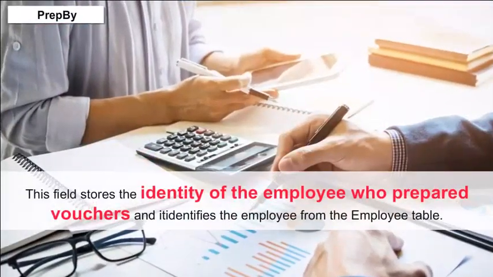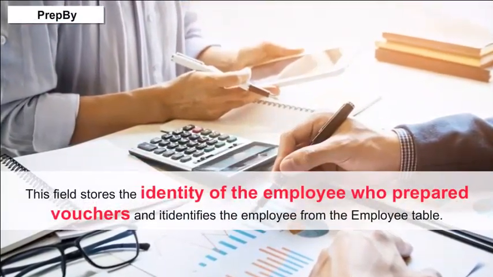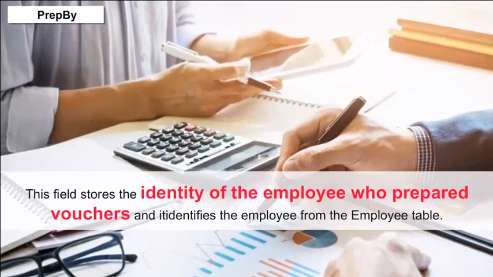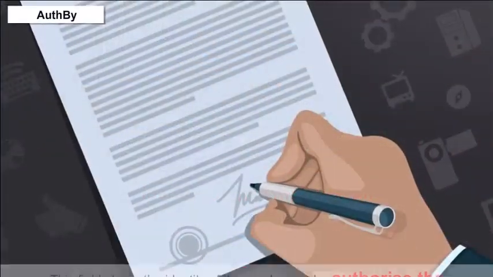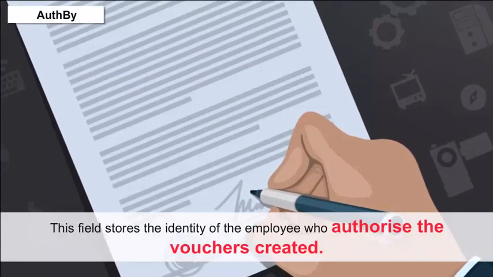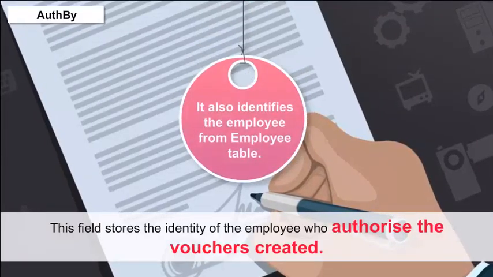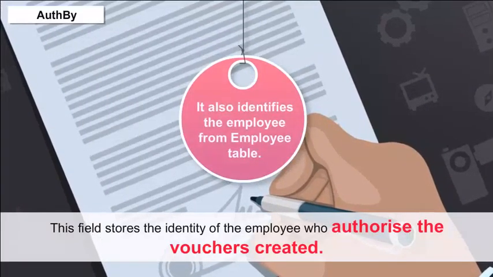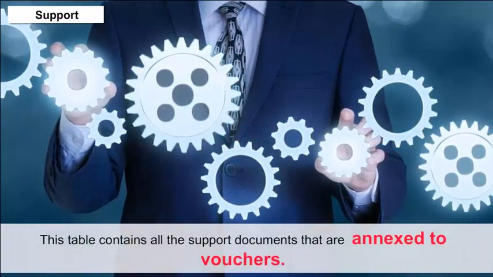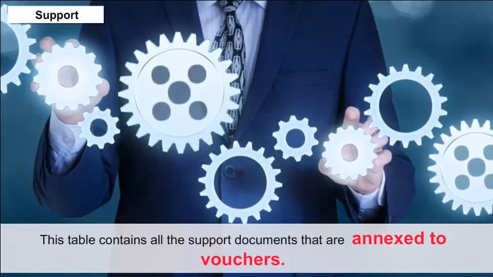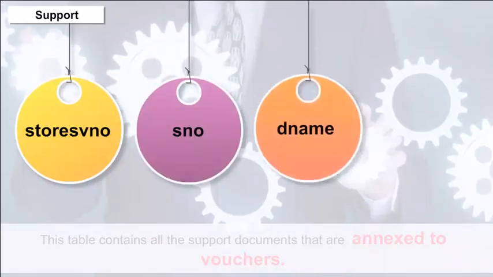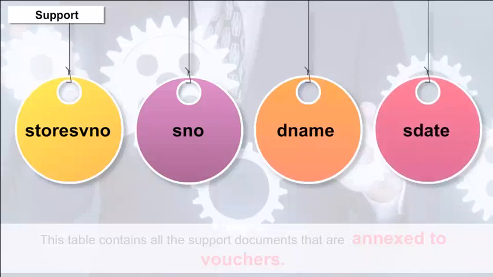This field stores the identity of the employee who prepared vouchers and it identifies the employee from the employee table. Authorized by. This field stores the identity of the employee who authorized the vouchers created. It also identifies the employee from the employee table. Support. This table contains all the support documents that are annexed to vouchers. It stores V number, S number, D name, and S date.